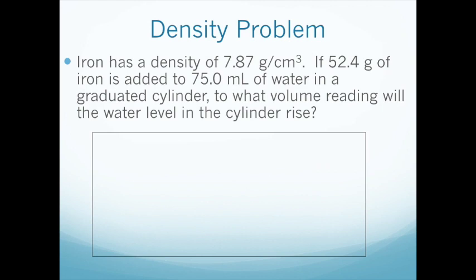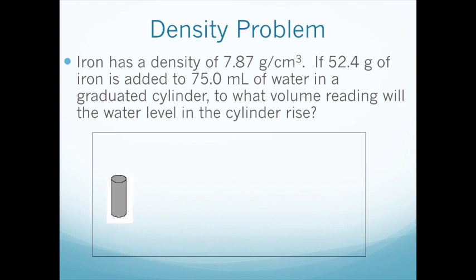Here is an example of such a calculation. Iron has a density of 7.87 grams per cubic centimeter. If 52.4 grams of iron is added to 75 milliliters of water in a graduated cylinder, to what volume reading will the water level in the cylinder rise? So you have 7.87 grams per centimeter cubed, which is the density, and you have a mass, and you want to find a volume.